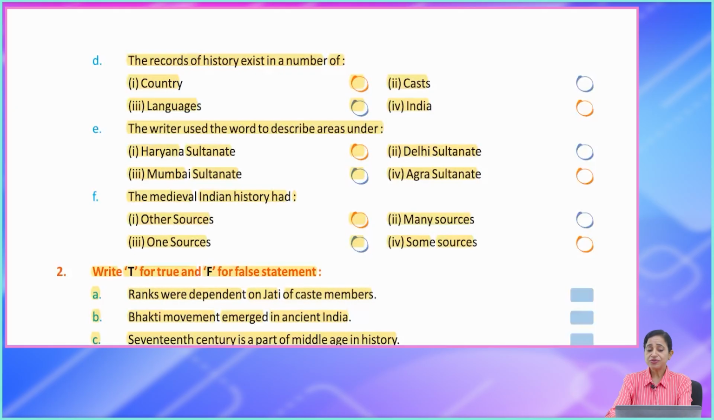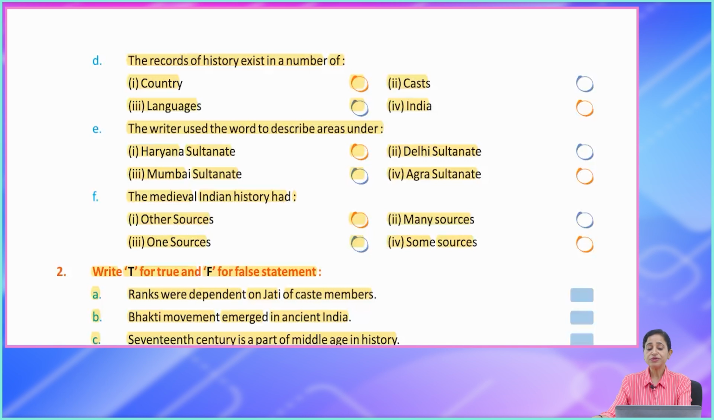The records of history exist in a number of, which one? The languages. Okay, the writer used the word to describe areas under Delhi Sultanate. The medieval Indian history had many resources.